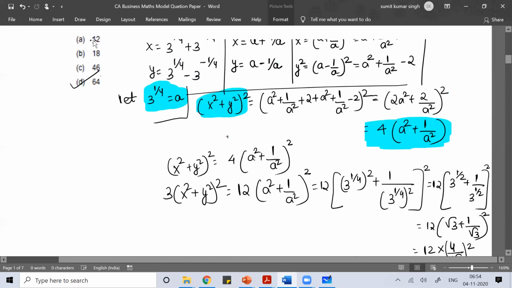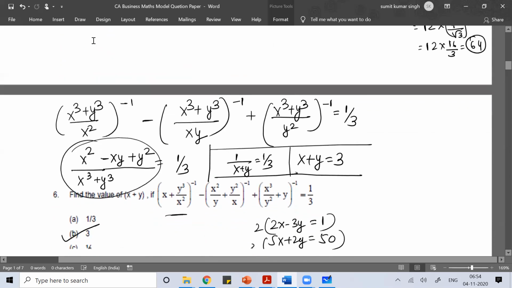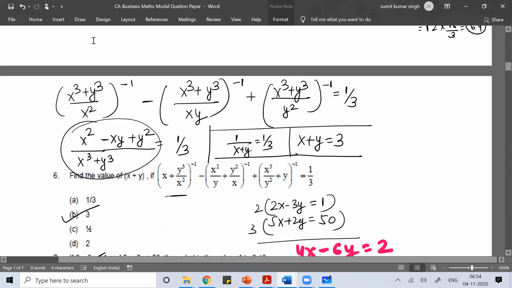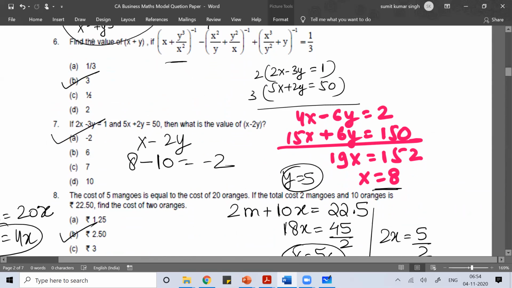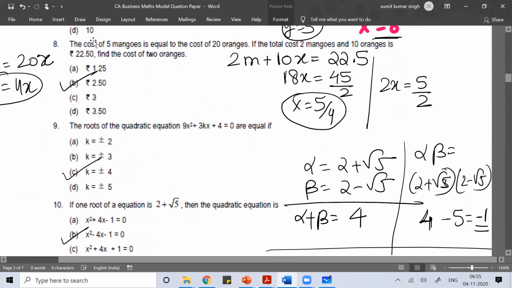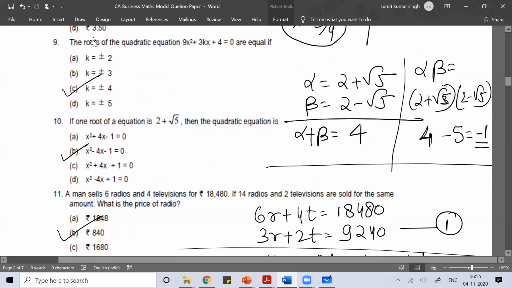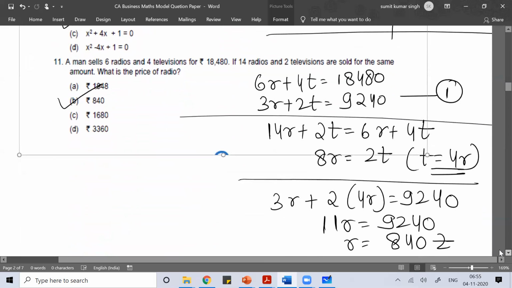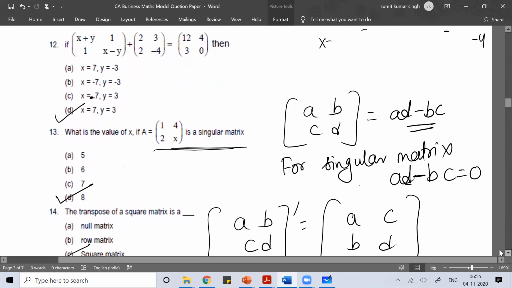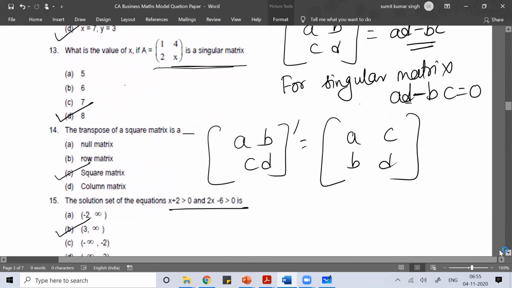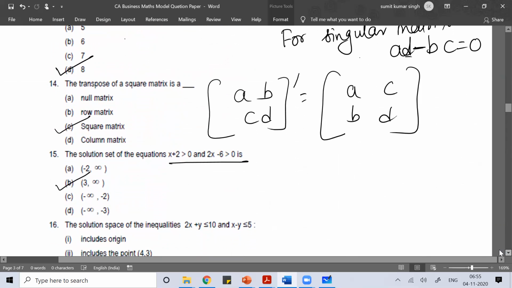So good question. Algebra questions are comfortably good. Again, question number 6, not a difficult problem, but those who are a little bit weak in maths may find it difficult. 7, very easy linear equation. 8th, very easy linear equation. 9th, easy, from quadratic equation. 10th, easy, from quadratic equation. 11th, we did, this is a problem of simple linear equation. 12th one, matrices, very easy problem. 13th, matrices, very easy. 14th, matrices, very easy. 15th, linear inequation, comfortably easier problem.